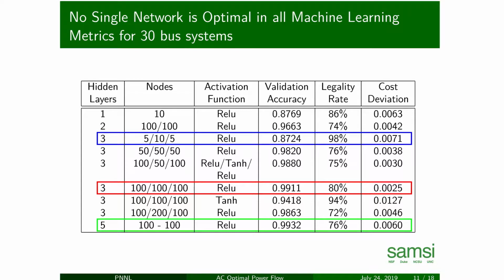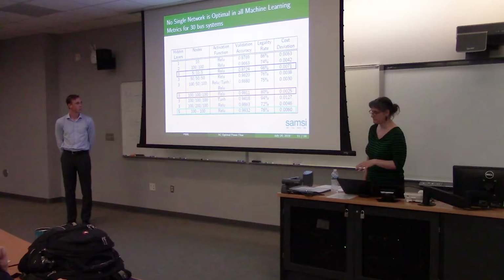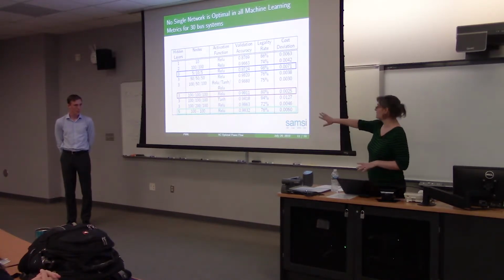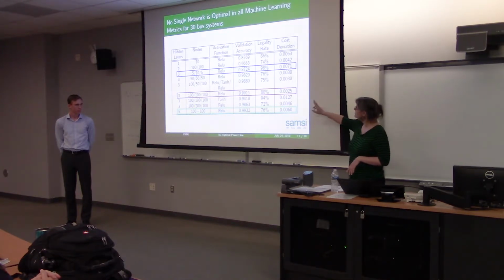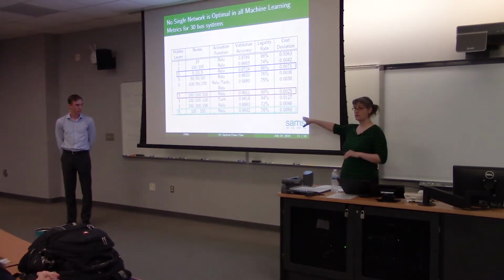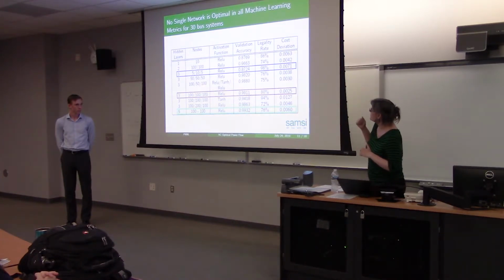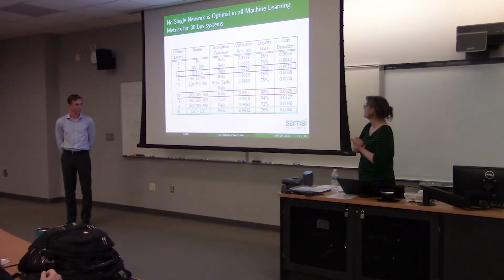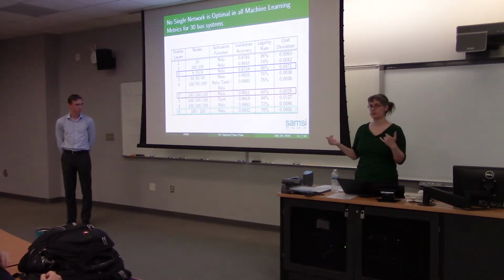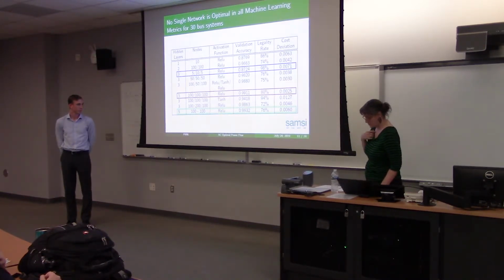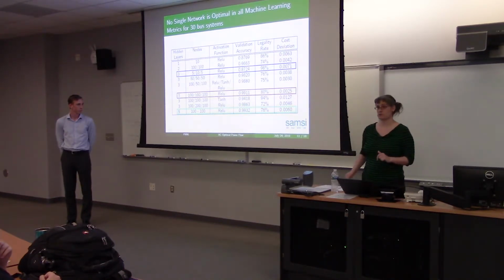We have in the blue here the highest legality rate, the red is the lowest cost deviation, and the green is the highest accuracy. Just going with the highest accuracy wasn't necessarily what we wanted to do. We obviously wanted very high accuracy, but we ended up going with the red one because it not only had a relatively high accuracy at 99%, it also had a significantly lower cost deviation and a higher legality rate than this bottom one. The other thing we found with the 5-layer system is that there was a lot of fluctuations as we went through the epochs, and with each time we ran the system, and the one that we chose did not have that kind of fluctuation, so it's a little bit more stable. So we went with 3 hidden layers with 100 nodes per layer and the rectified linear unit activation function.